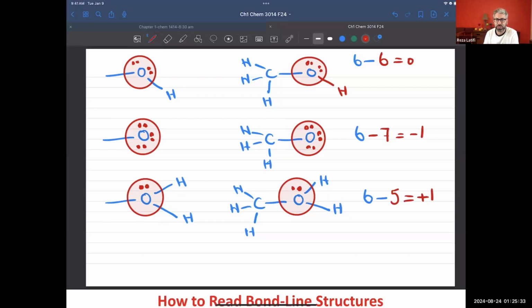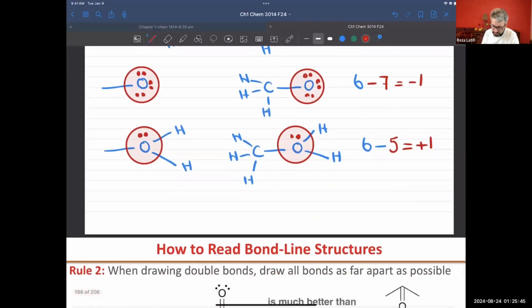If you don't have any hydrogen attached to it, well, oxygen is attached to 1 carbon through a single bond. Okay, single bond, not double bond, single bond. In that case, the formal charge will be 0.